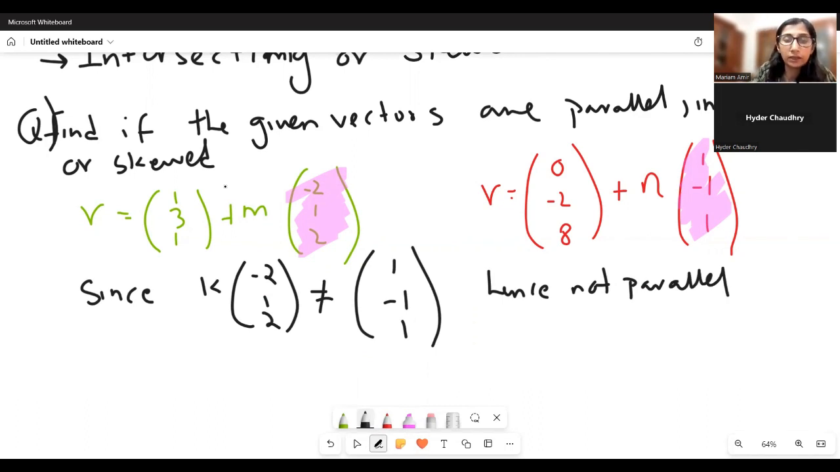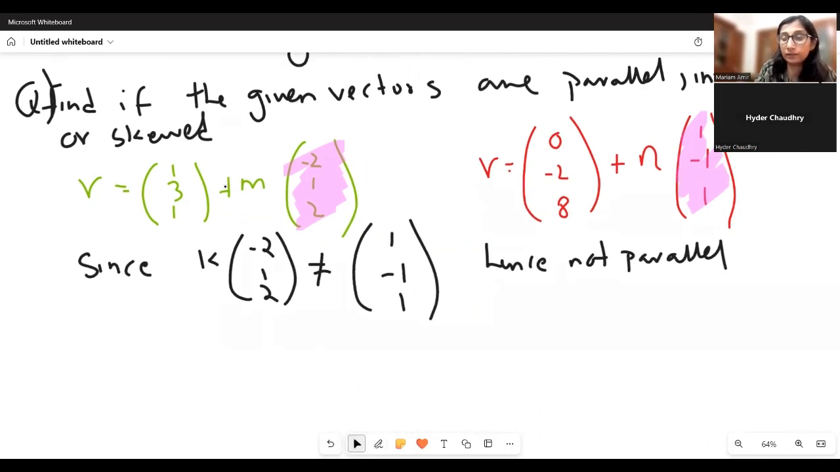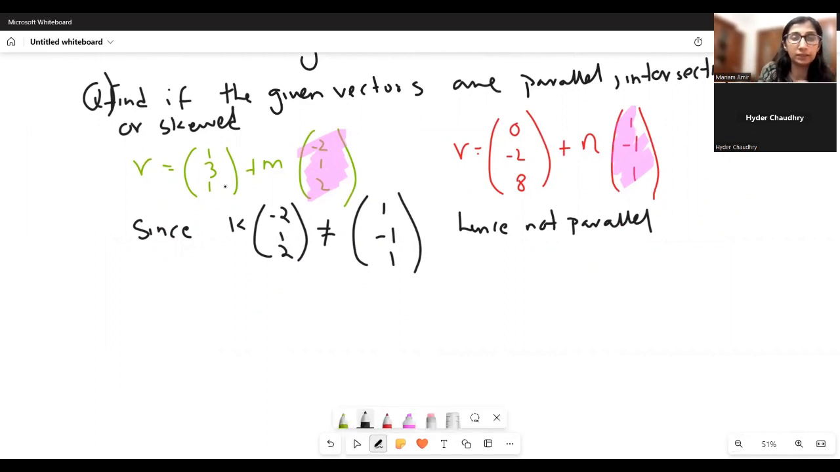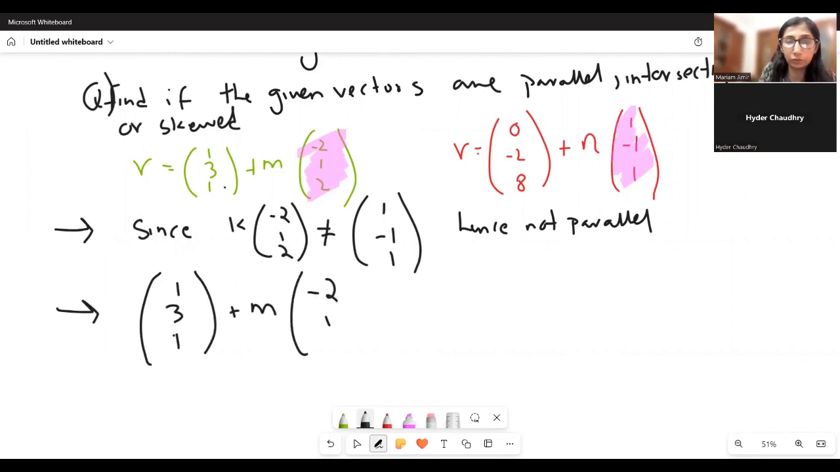Now we check if these vectors are intersecting or are they skewed. For that, you equate the two equations and try to solve them simultaneously. This was the check for parallel vectors. Now we're doing the working to check for intersecting lines, so I'm going to equate the two and try to solve it simultaneously.